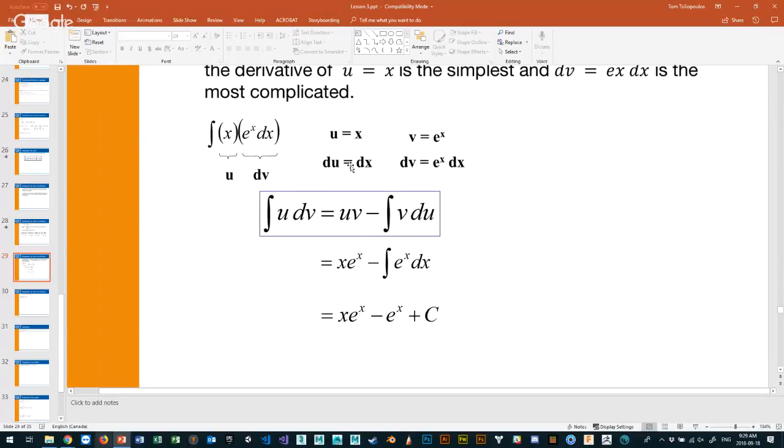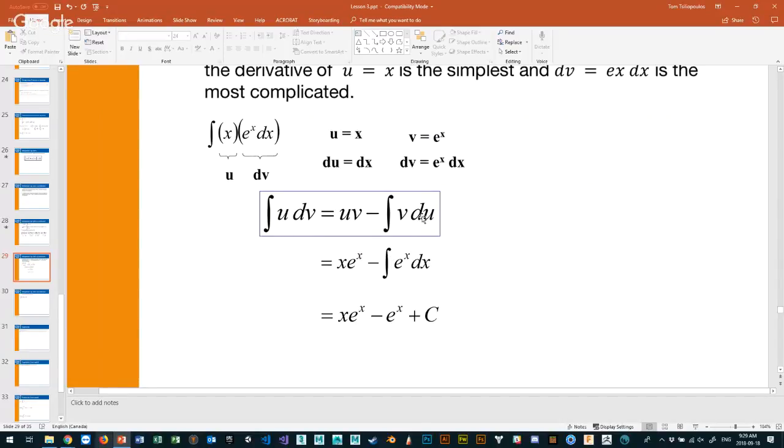Then u is equal to x, and du is dx. We're going to come back to this in a second. So the derivative of u is the derivative of x, and v by itself is e to the x. This is just the way to parse it, if you will. Then dv is equal to e to the x dx, which is this part. And now we just sub in.